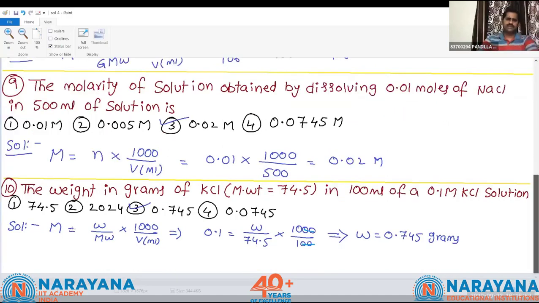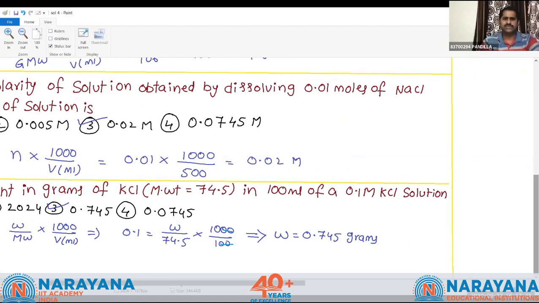10th question, students, I am giving explanation here. Please observe. The weight in grams of potassium chloride, having molecular weight 74.5 grams, in 100 ml of 0.1 M KCl solution. It is asking the weight of KCl. Formula: molarity is equal to weight by gram molecular weight into 1000 by volume in ml. By substituting the values of molarity, molecular weight, and volume, we got the weight 0.745 grams. Now, students, I am going to the right side to discuss the 11th and 12th questions.